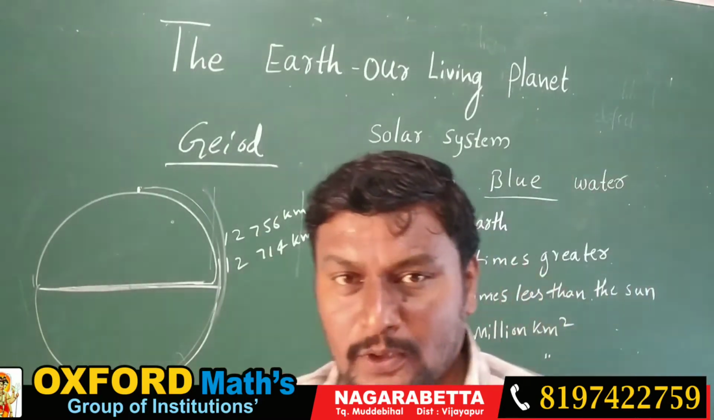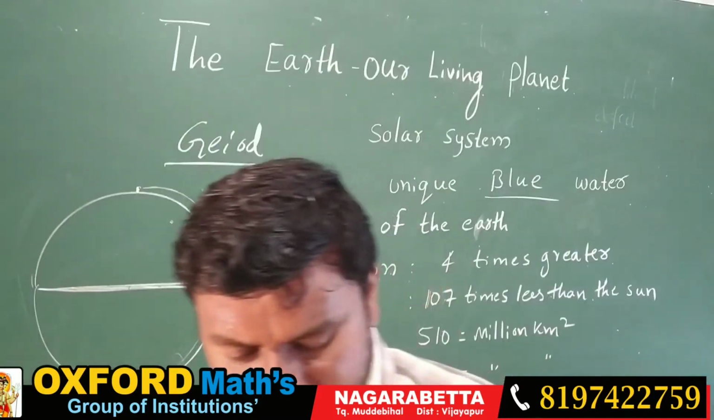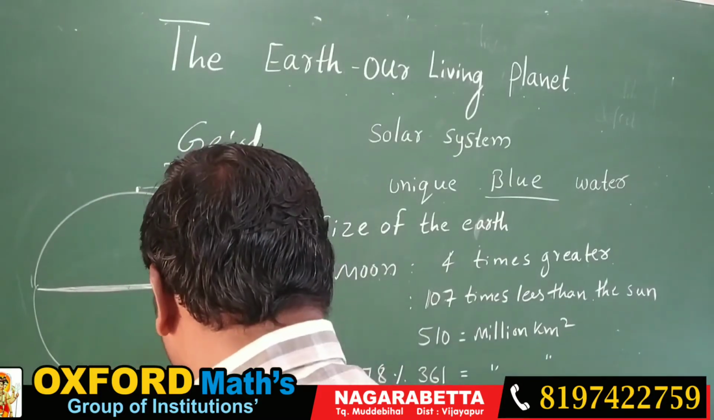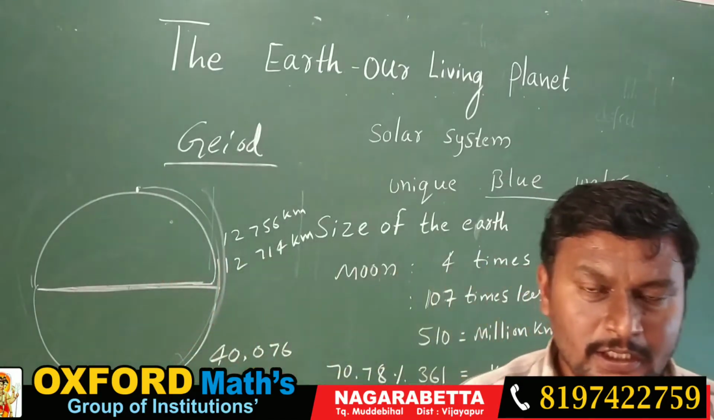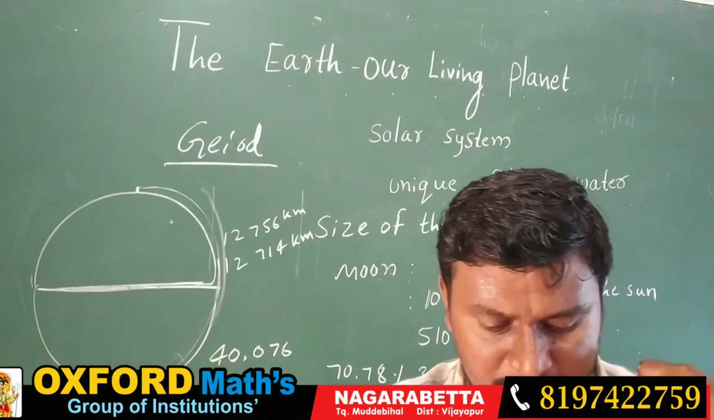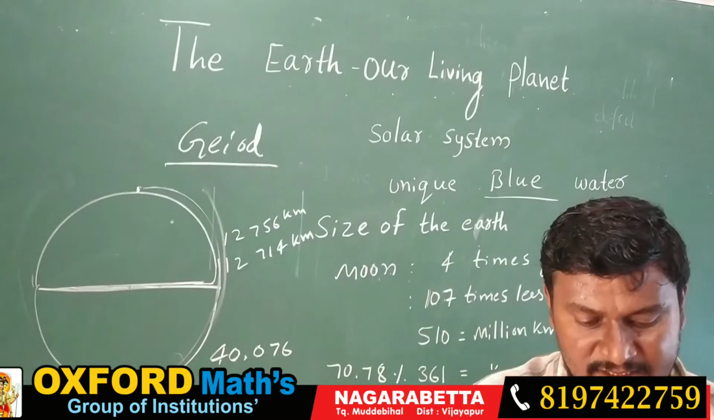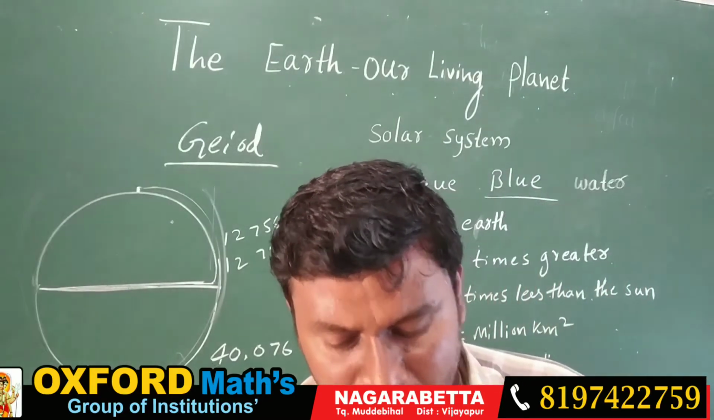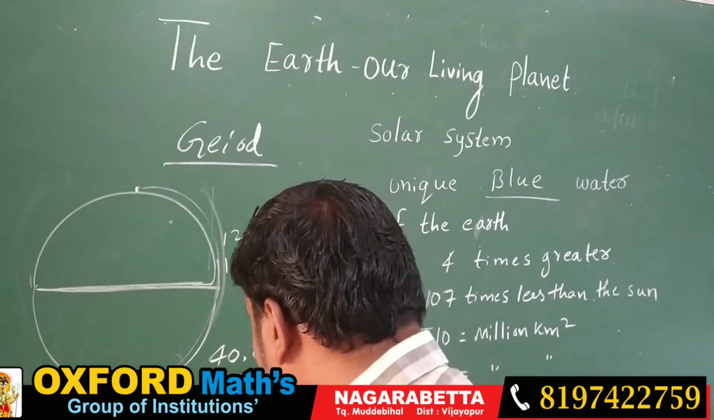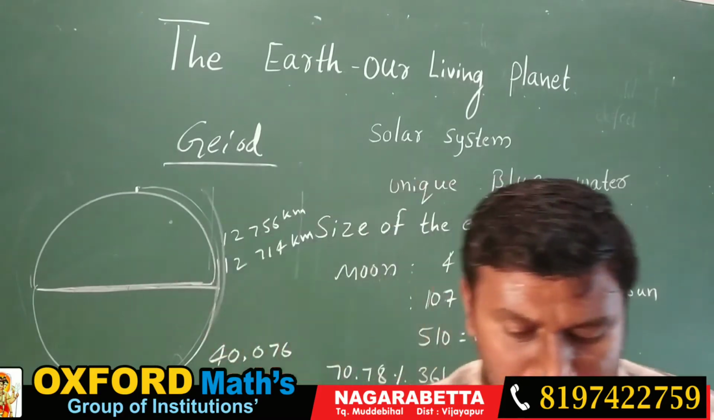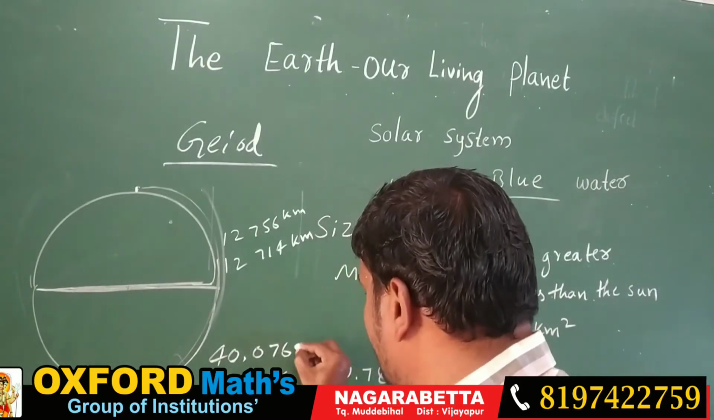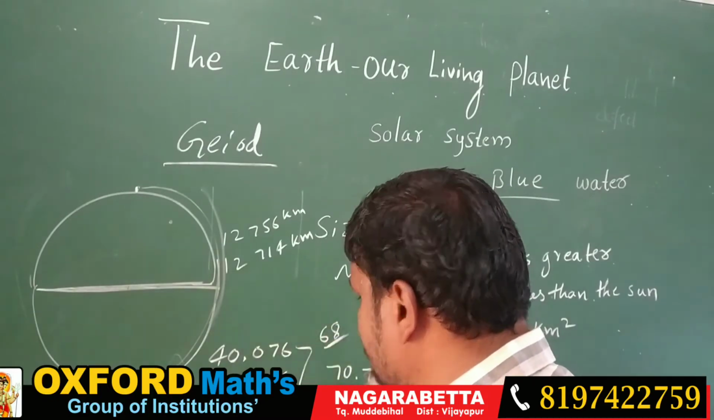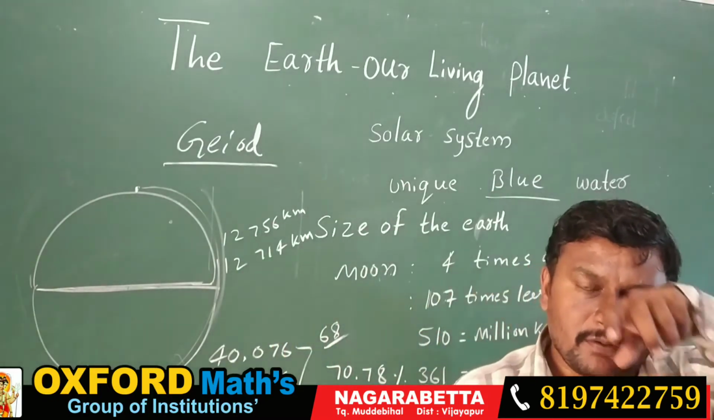So what is the equatorial circumference? It is 40,076 kilometers. And the circumference of the polar is 40,008 kilometers. So how much distance difference do we get? 68 kilometers.